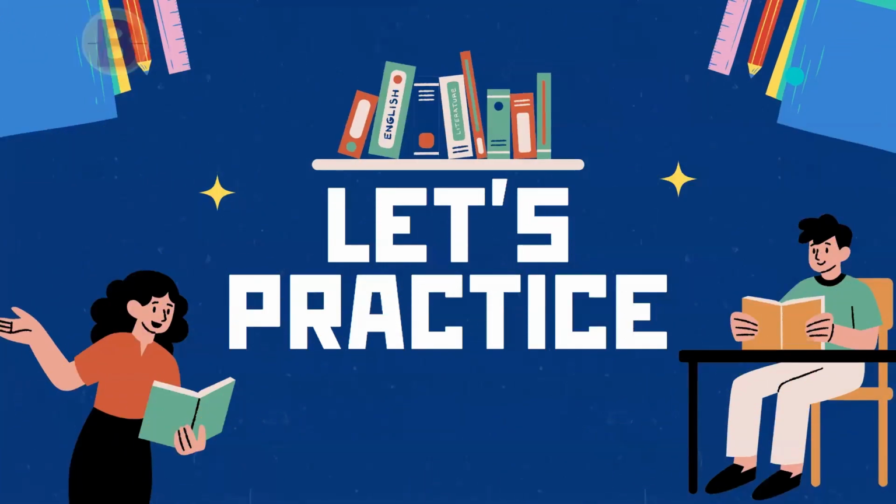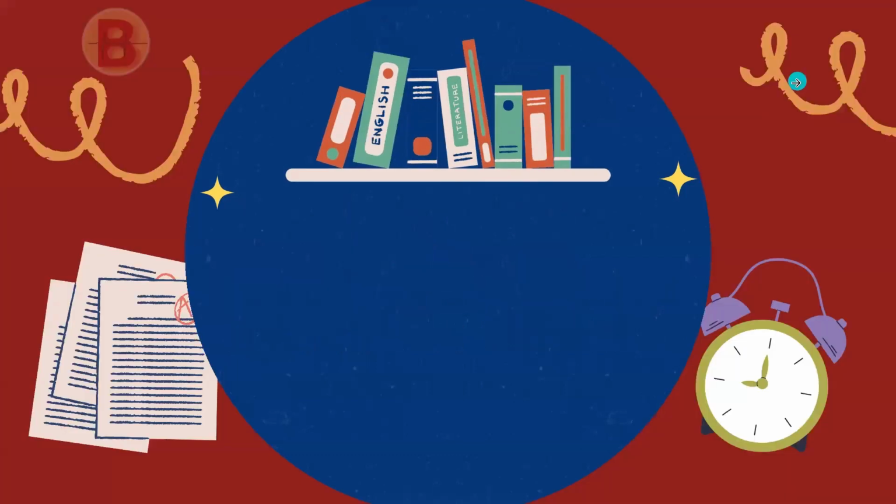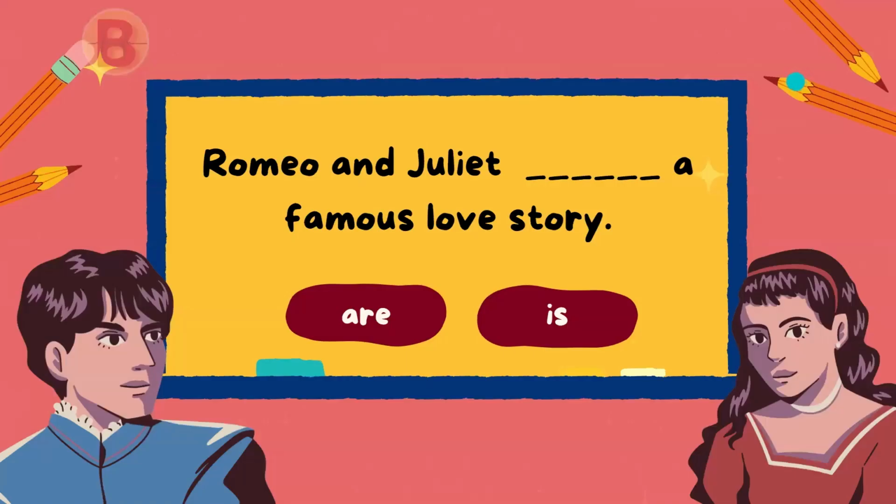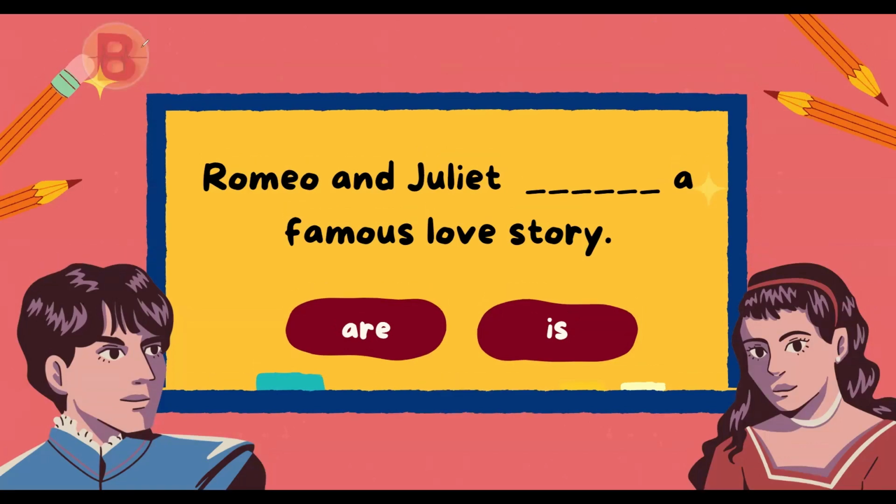So we are here with the practice round. Let's have a look at our first example, our first question. Romeo and Juliet dash a famous love story. Time's up. The correct answer is.